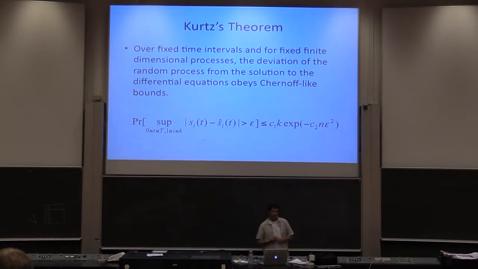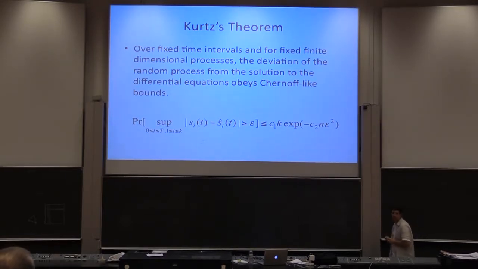Now, what justifies this sort of approach? It actually dates back some number of decades, to some work by Kurtz. If you've seen this sort of thing before, you may also know it as some work by Nicholas Wormald, who did some later work on this too, getting similar sorts of results. But basically what it tells you is that if we look at this sort of limiting approach, over finite time intervals and for fixed dimensions, the deviation of the random process from the differential equations is going to show this sort of tight concentration.